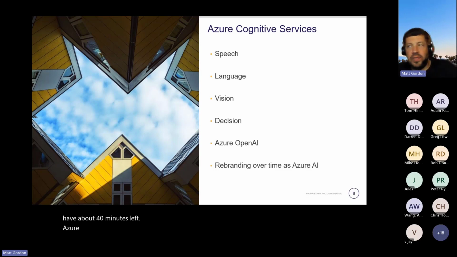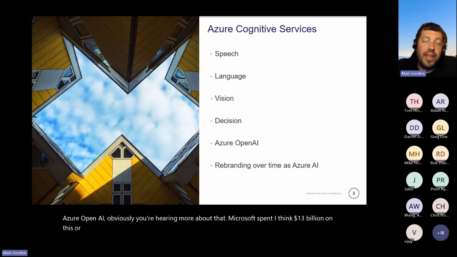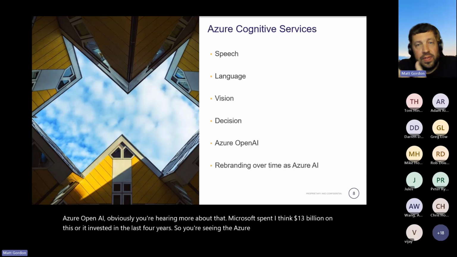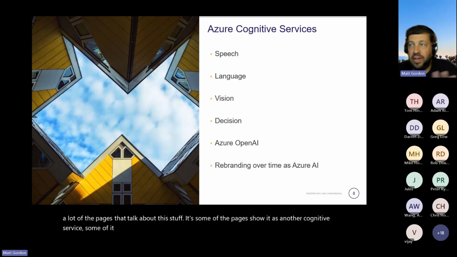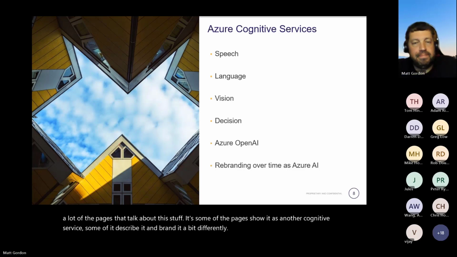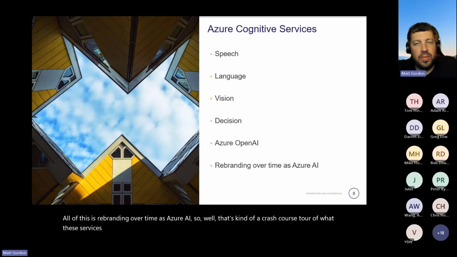Azure OpenAI, obviously you're hearing more about that. Microsoft invested, I think, $13 billion in this over the last 4 years. So you're seeing the Azure OpenAI service show up on a lot of the pages that talk about this stuff. Some of the pages show it as another cognitive service. Some describe and brand it a bit differently. All of this is rebranding over time as Azure AI.